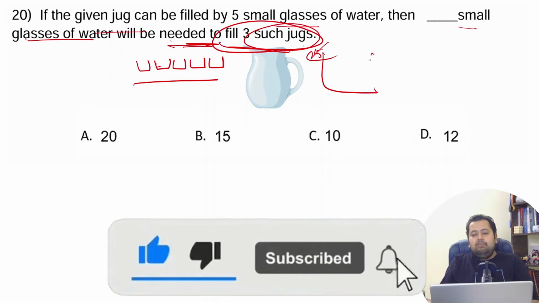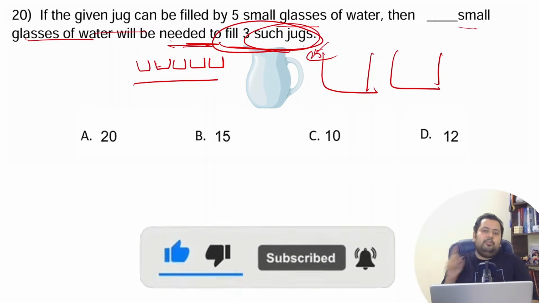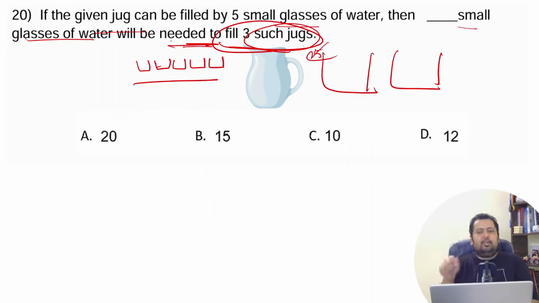Now, if we have three such jugs, right? Again, my drawing is very bad, so please don't judge it. Judge me on this. If you have three such jugs, how many such small glasses would be required to fill three such jugs? Now, pause the video, solve it first, and then look at the solution.